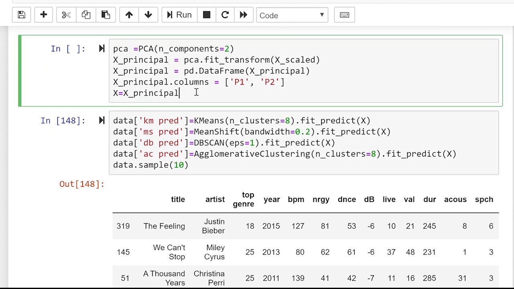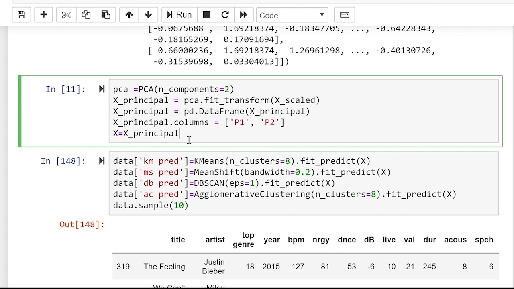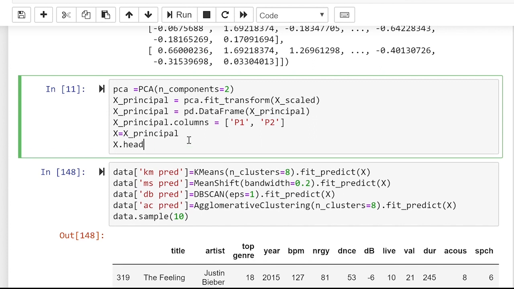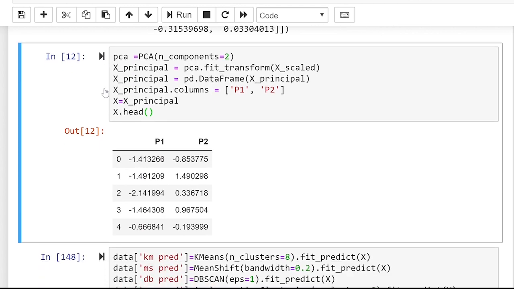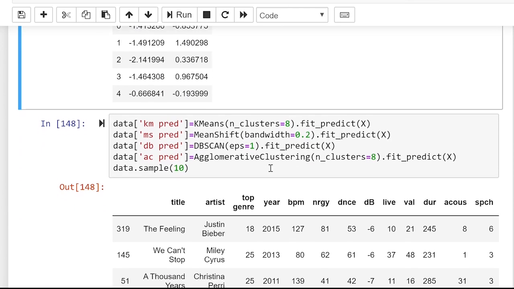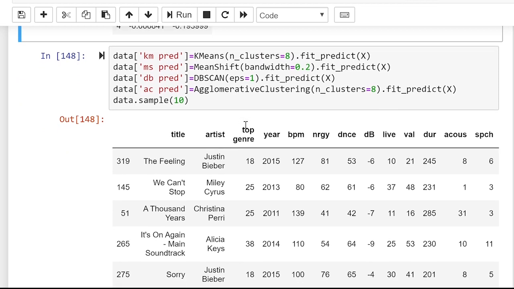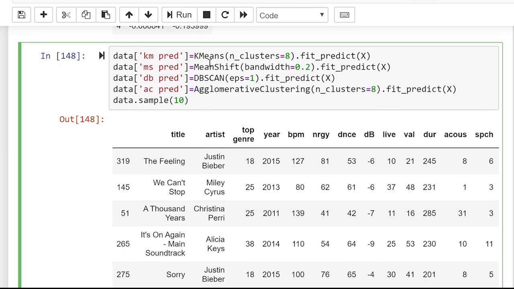I don't like to type X principal all the time, so I want to use X again. So I'm assigning X principal to variable X. Let's run this. If you want to see how it looks, now these columns are totally different from what we had previously. We are going to apply k-means, mean shift, DBSCAN, and agglomerative clustering, and this is that easy.